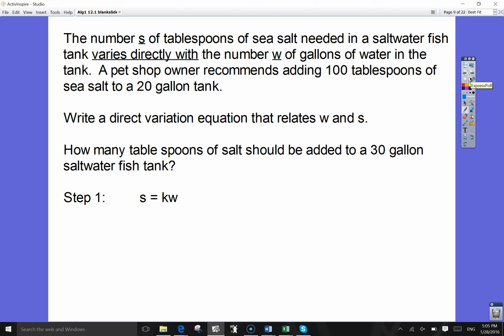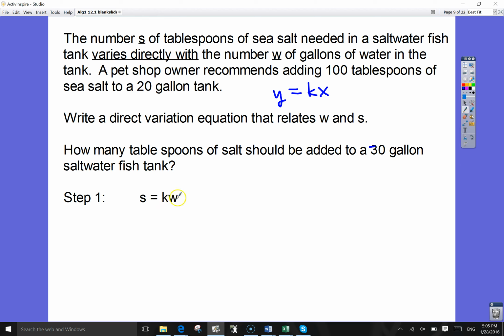So step 1 in all of these problems, they're going to tell you what kind of variation you have, and you are going to write down the general formula for that kind of direct variation. Now, in this problem, the wording said varies directly, which we said already. Well, that means y equals kx. The only difference here is we don't have y and x. We have s and w. In this problem, they gave us two different variables. The k is still the same, but that's all this is supposed to represent.